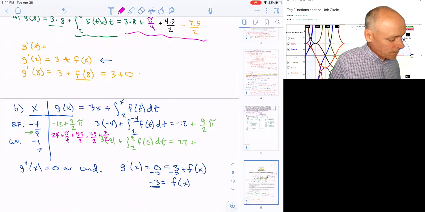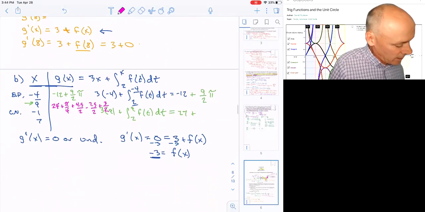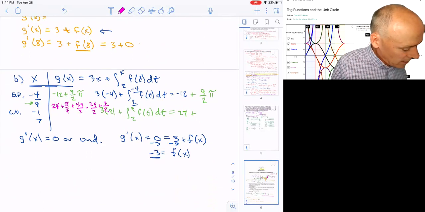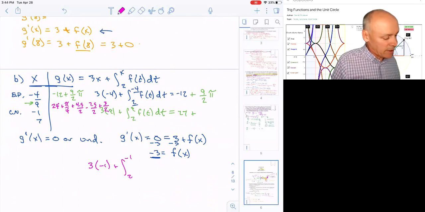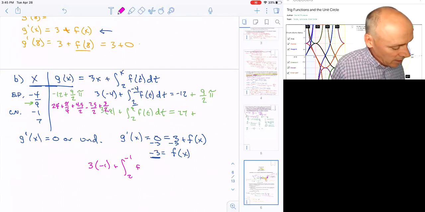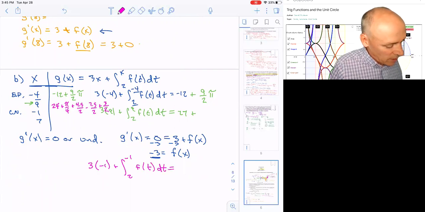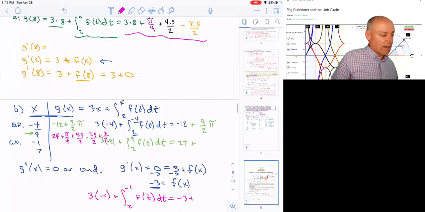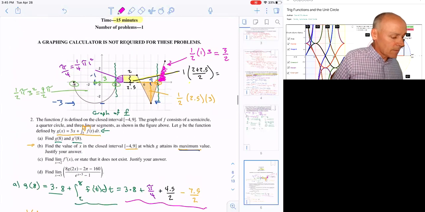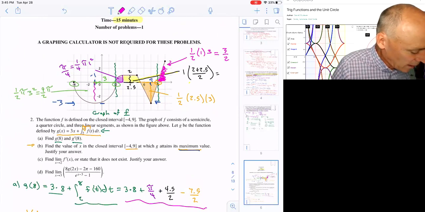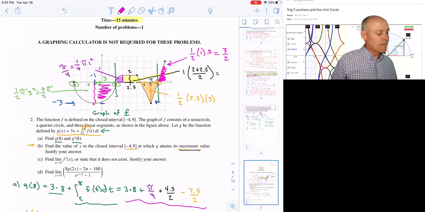G at negative 1. Do that one down here, kind of running into myself here. So that's going to be 3 times negative 1 plus the definite integral from 2 to negative 1. Again, I'm going the other direction. It's going to be f of t dt. So that's going to be negative 3 plus, now I'm looking from 2 to negative 1. Okay, that's going to be right here.